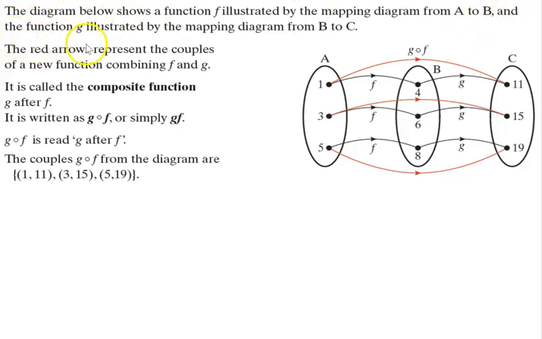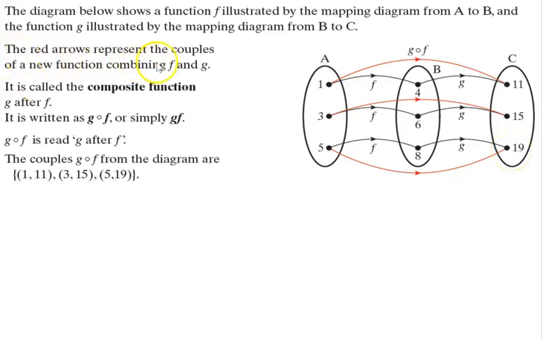And the function g illustrated by the mapping diagram from B to C. So this time we're starting with the elements in B, which are 4, 6, and 8. And they are getting mapped to the elements in set C, which are 11, 15, and 19. So the function g this time has been applied to the element 4. So 4 maps to 11. And then the function g is applied to 6, and that's mapped to 15. And then the function g is applied to 8, and that's mapped to 19.